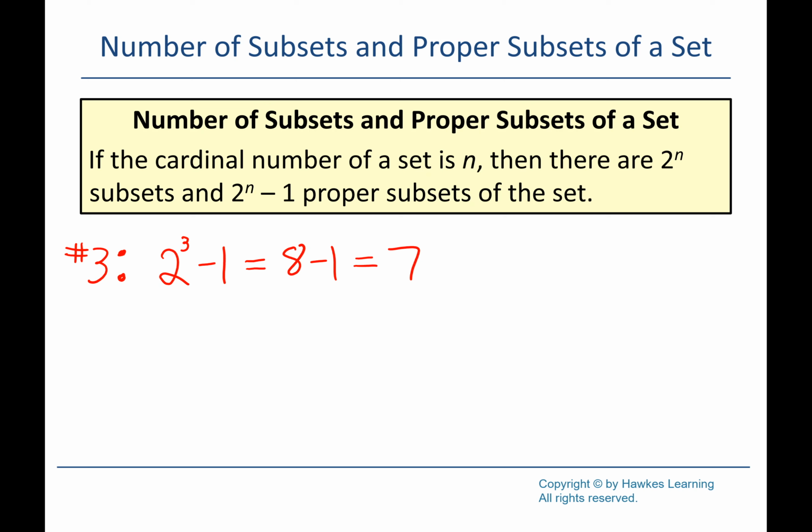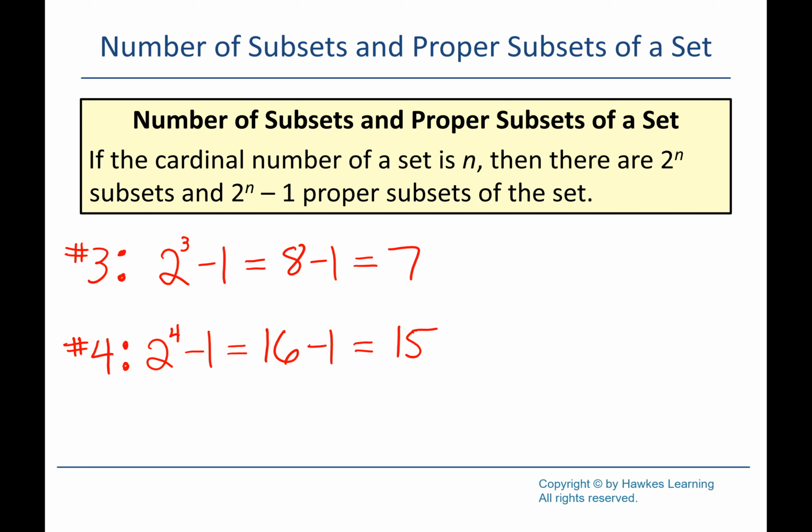And then that last one we did, our cardinal number was 4. So we do 2 to the fourth power minus 1. 2 times 2 is 4, times 2 is 8, times 2 is 16. So that gave us the 15 proper subsets we ended up with.